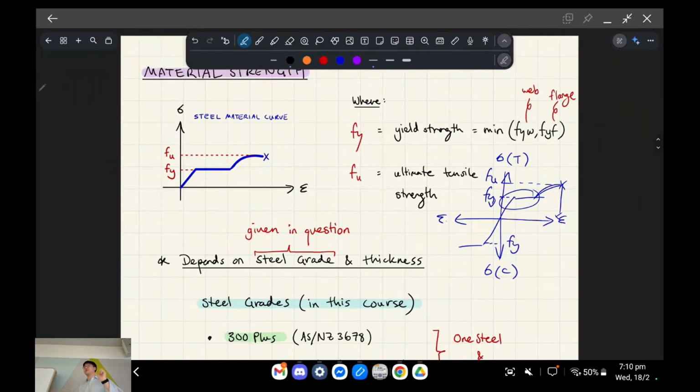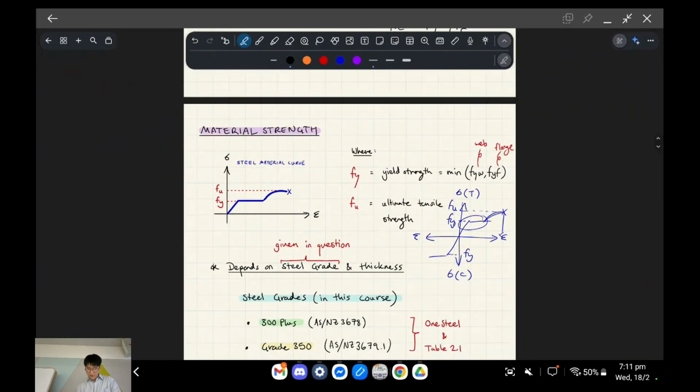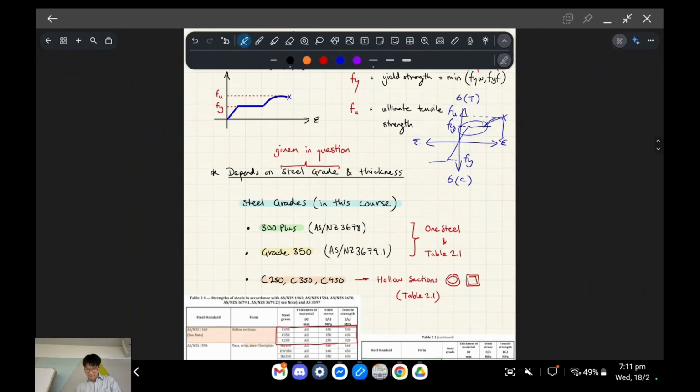So we have to account for both failure mechanisms. We have to account for what happens if it fails brittlely and what happens if it fails in a ductile manner. Okay. So that's what we're going to cover for tension design.